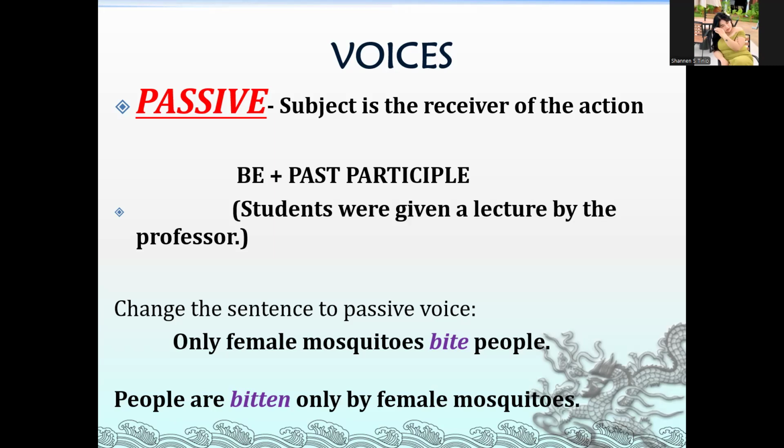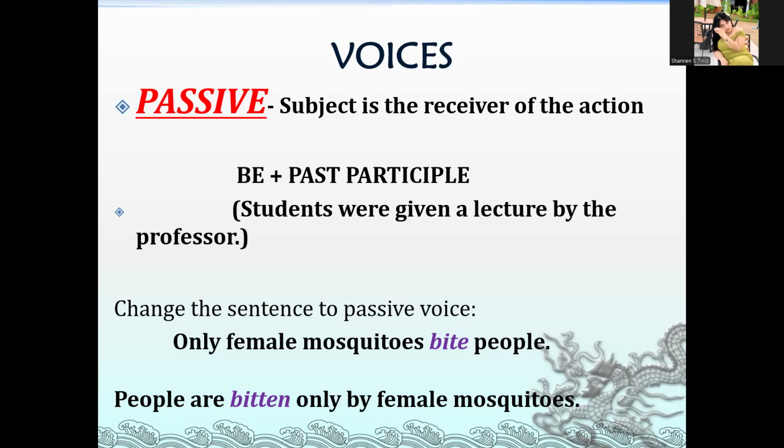Okay, so let's have this. Simplihan ko na lang. She writes a letter. What's the subject? She. The action, writes. So we have the subject, who is the doer of the action. She writes a letter. Now, if we're going to turn it into passive voice, a letter is written by her.